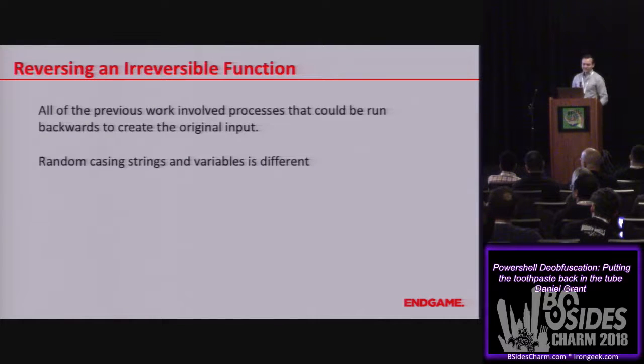So this is where things get sort of interesting. All the previous work that we did could be run backwards. They're all reversible functions, like I said. Random casing of strings and variables, that's a different thing.